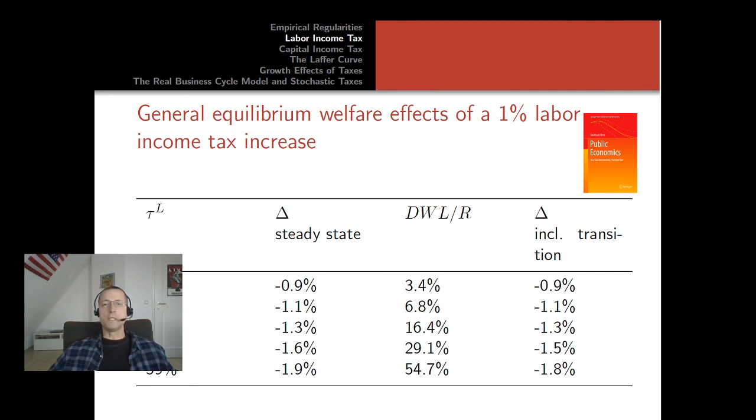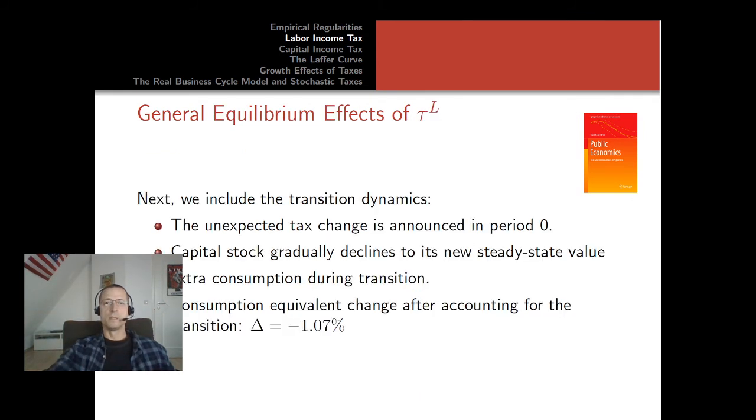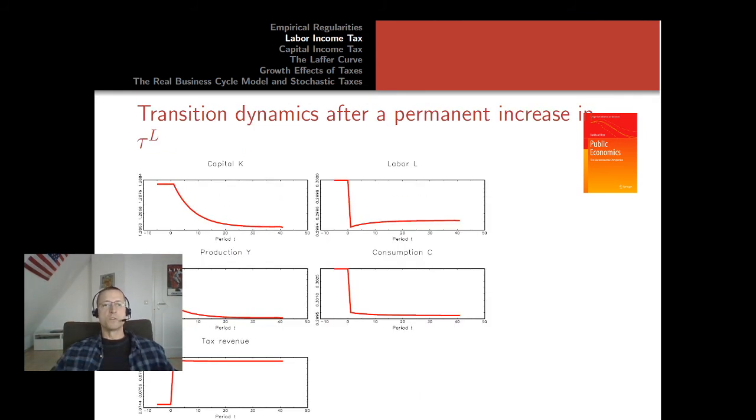Now, so far we have only looked at the steady state, and this is a little bit simplifying. In doing a thorough welfare analysis, we also have to consider the transition dynamics. And the transition dynamics for our economy are illustrated in the next figure. So here we assume that until period 0, the tax rate on labor income tau L is equal to 23%.